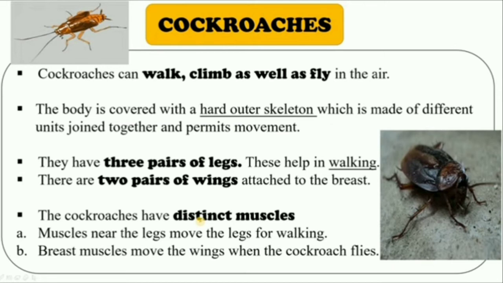Next, we will move to movements in the cockroach. A cockroach can walk, climb, as well as fly in the air. The body is covered with a hard outer skeleton which is made of different units joined together and permits movement. They have three pairs of legs. These help in walking. There are two pairs of wings attached to the breast. The cockroaches have distinct muscles. Muscles near the legs move the legs for walking. Breast muscles move the wings when the cockroach flies.